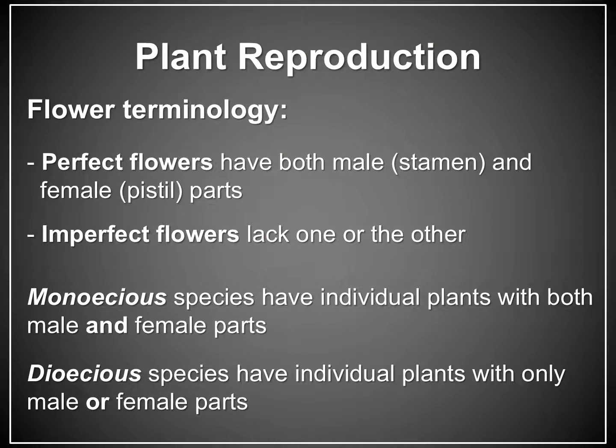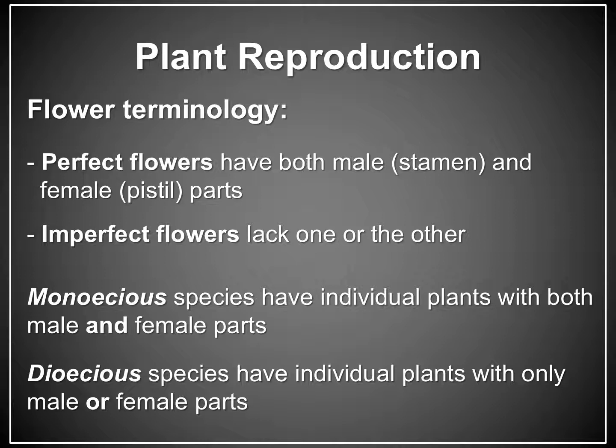Flowers that maintain both stamen and pistil are referred to as perfect flowers. Imperfect flowers lack one or the other. Tree species are either classified as monoecious, where individual trees maintain both male and female reproductive organs on the same tree, or dioecious, where individual trees maintain only one or the other.